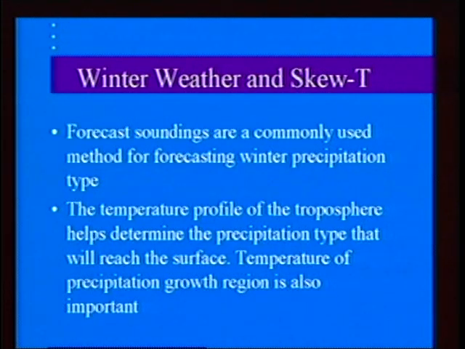Forecast soundings are a commonly used method for forecasting winter precipitation type. The temperature profile of the troposphere helps determine the precipitation type that will reach the surface. The temperature of the precipitation growth region is also important, and we'll go over what the growth region is.